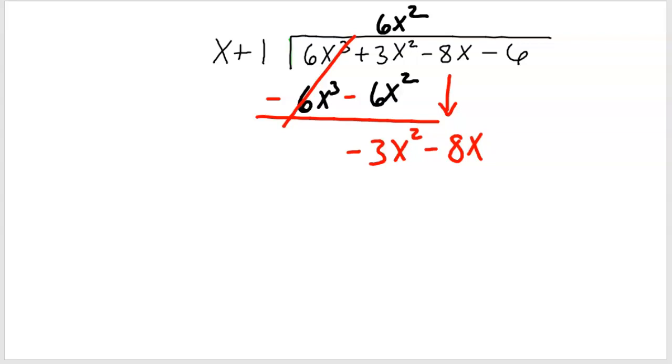So now we're going to repeat. So now I want to ask myself, what would I multiply x by to get negative 3x squared? Or another way you could do it is just think, okay, what's negative 3x squared divided by x? And the answer is negative 3x. And that's what's going to go up here on the top.